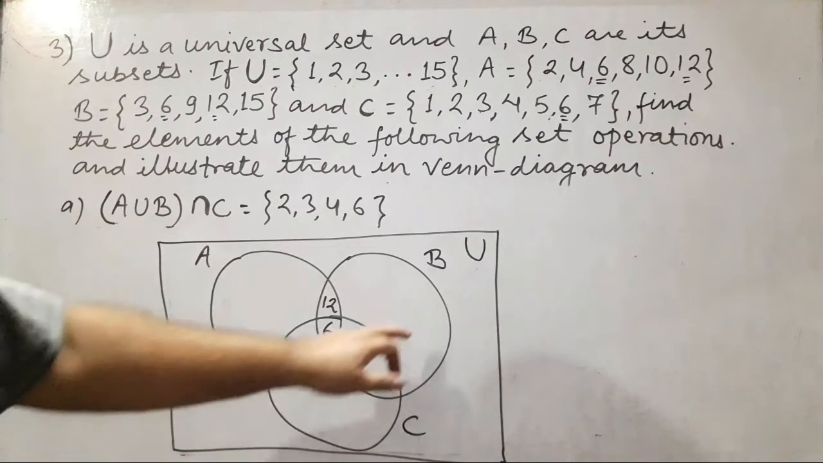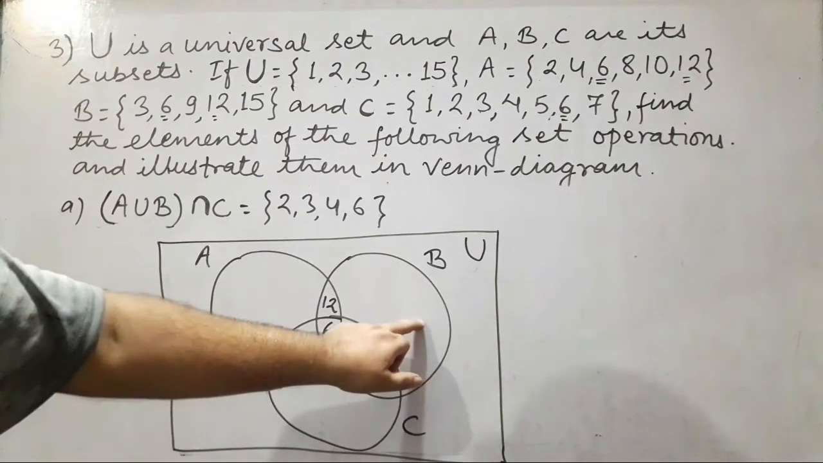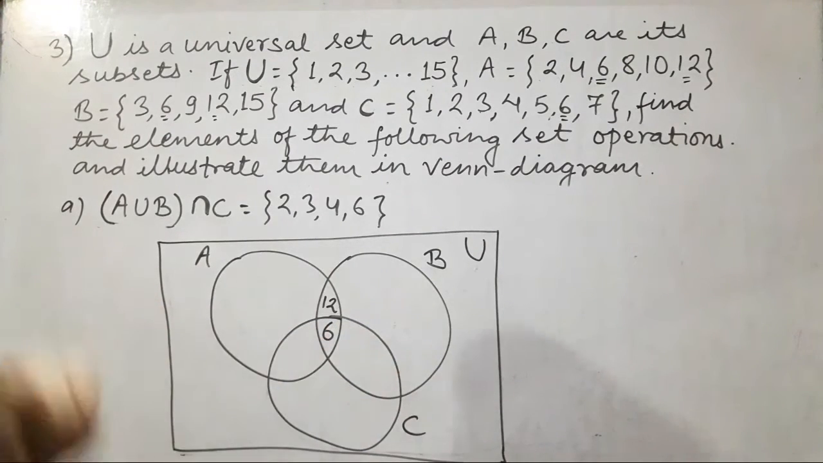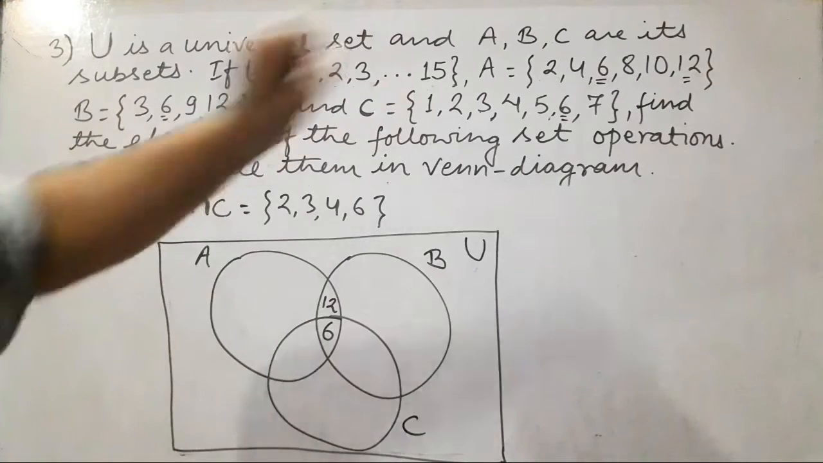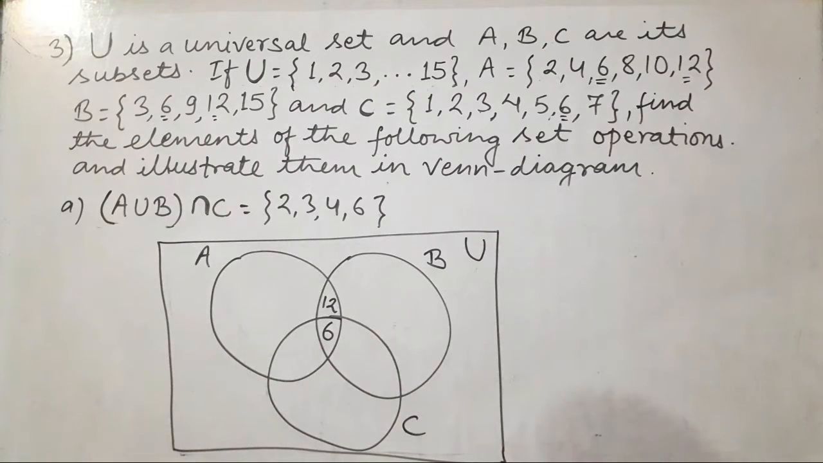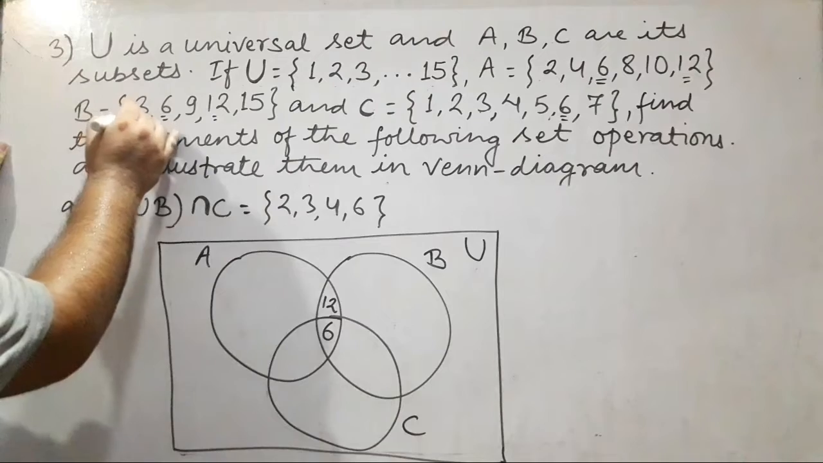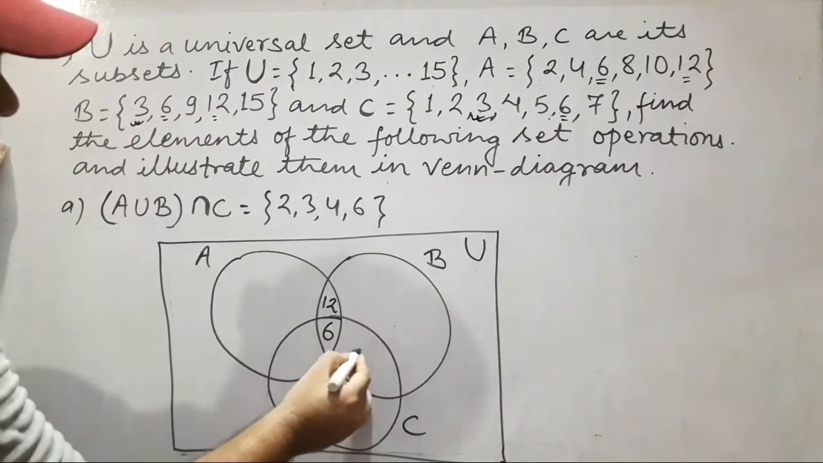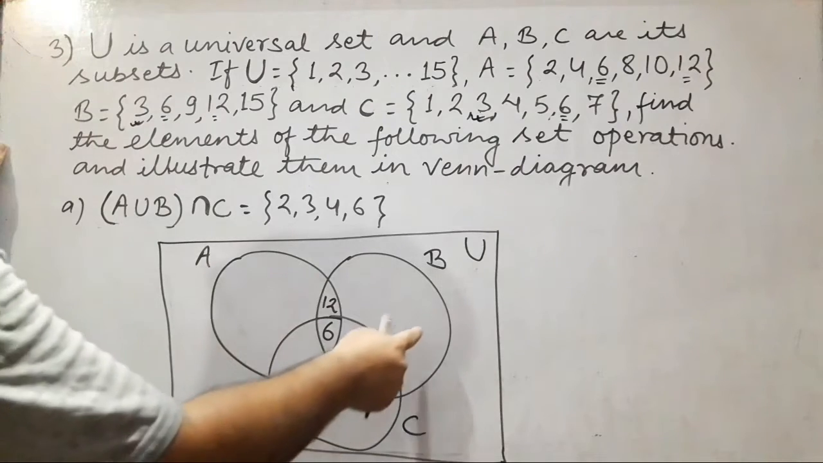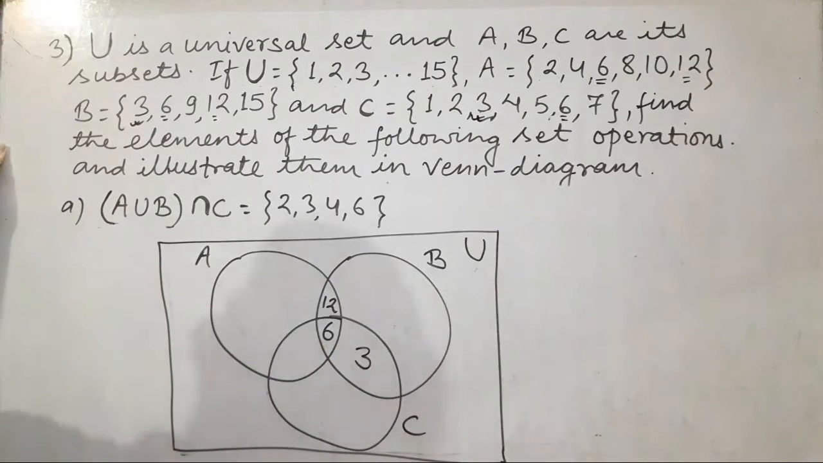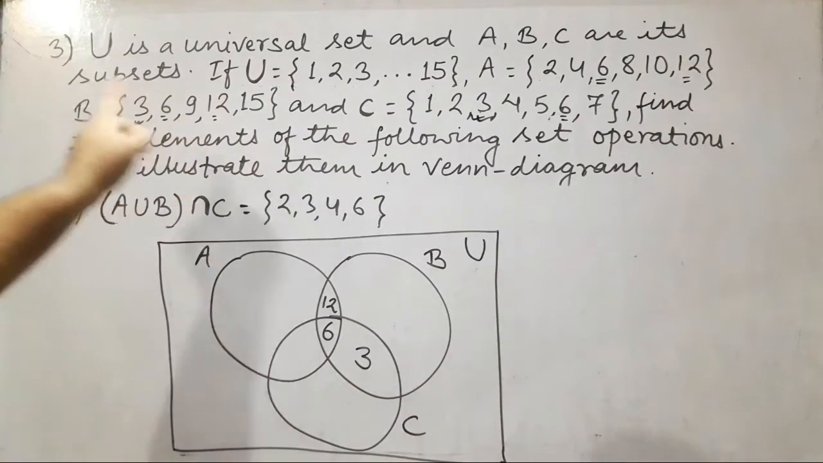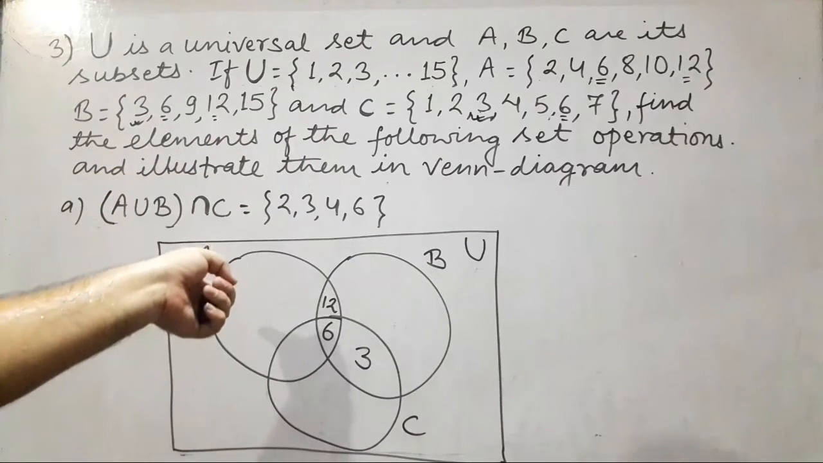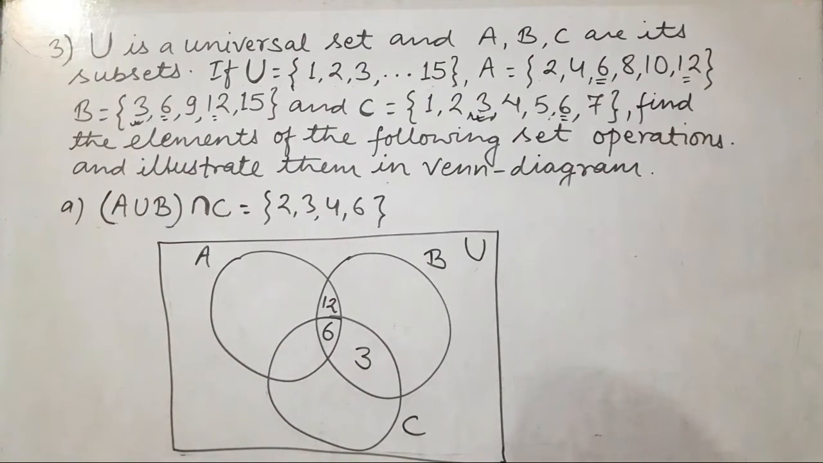Now let's fill in the elements lying only in the intersecting part of B and C. Only in B and C, we can see the element 3. This element lies only in the intersecting part of B and C but not in A. Are there any other elements lying only in B and C but not in A? There are no other elements.